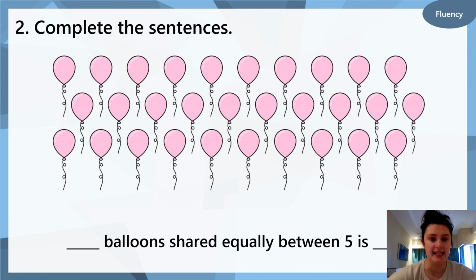Question 2. Complete the sentence. Balloons shared equally between 5 is... So first we need to count how many balloons there are altogether and write it on the first line. Then we need to put these balloons not into two groups like the last question, but into 5 equal groups. So if you want to count the balloons, take that many counters and put them into 5 equal groups. 1, 1, 1, 1, 1, 2, 2, 2, 2, 2, 3, 3, 3, 3, 3, like that. Making sure you're not doing all in one group and then all in a second group. You're splitting them up equally. Pause now while you find the answer.